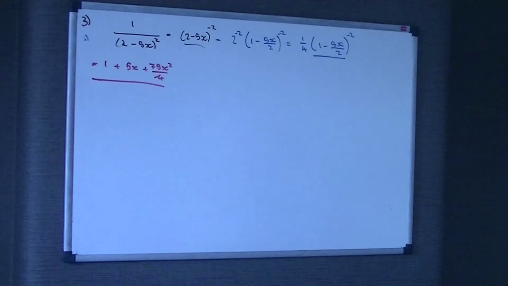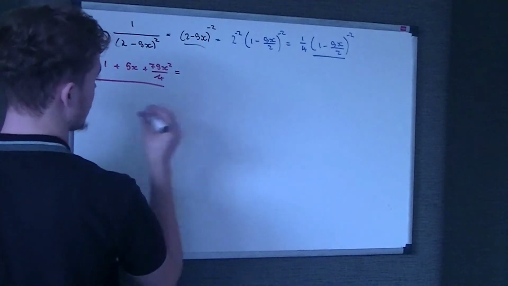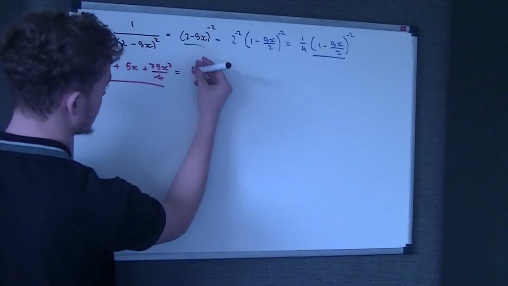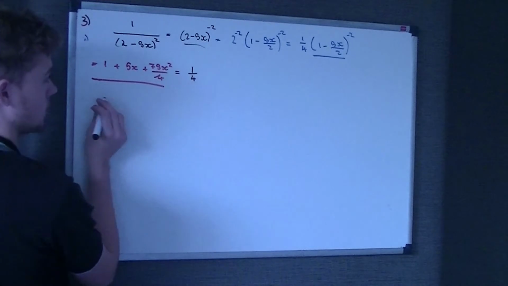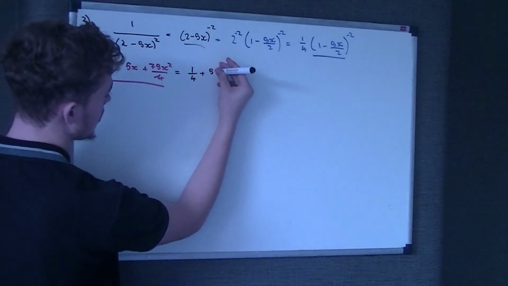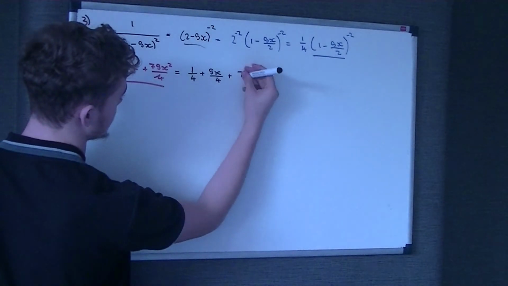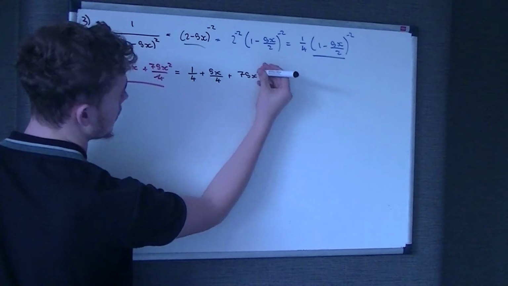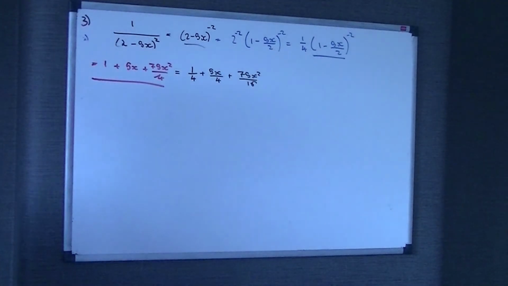So there's just a bit on that we haven't actually finished. We still got to times it all by a quarter. So 1 times a quarter is a quarter. 5x times a quarter is 5x over 4. And 75x squared times a quarter is plus 75x squared over 16. Okay, so that's the end answer to part A.